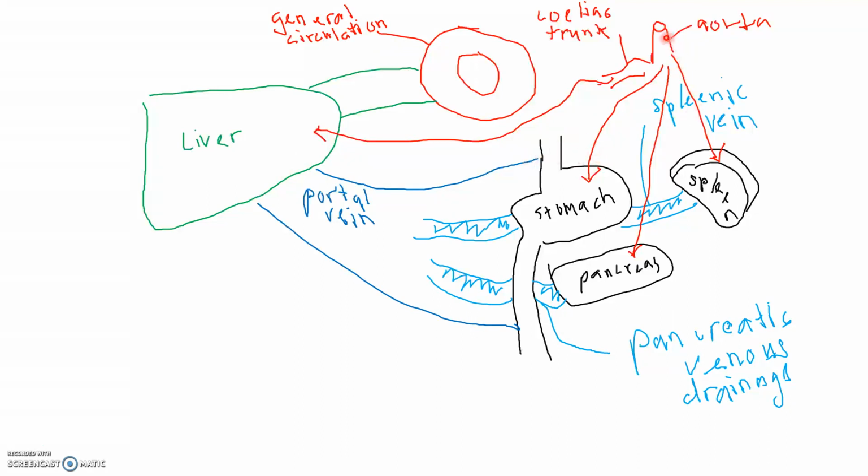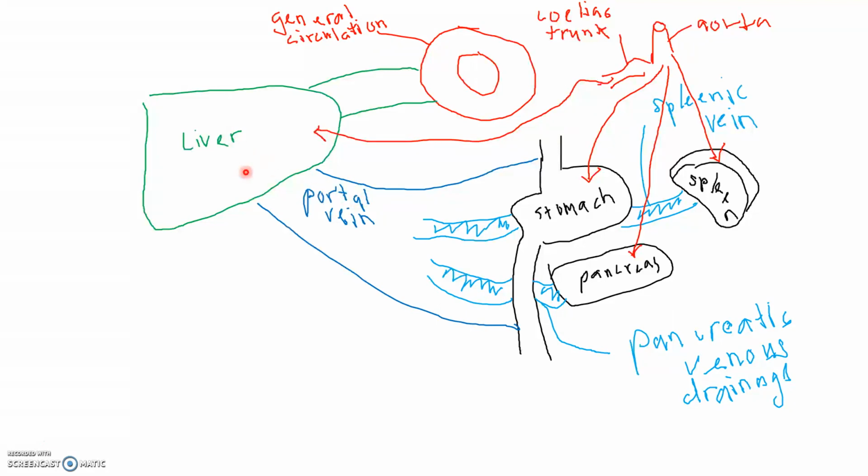From the aorta, we have this branch called the celiac trunk, and this celiac trunk is going to supply the liver, the stomach, the pancreas, as well as the spleen. We also have this splenic vein, and this one is the pancreatic venous drainage. If you want to know the tributaries of the portal vein, it is a combination of the splenic vein as well as the inferior mesenteric vein. Those two combine to form the hepatic portal vein, and eventually will drain into the liver.